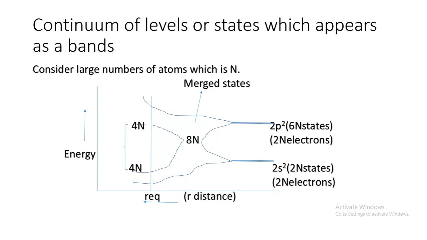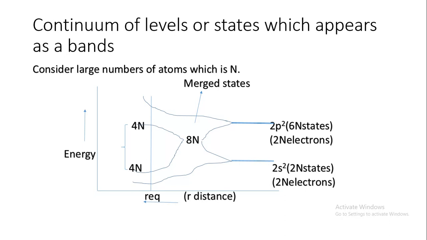So this is the distance. In future we will also see that the distance between two carbon atoms will be referred to as the interatomic distance, or interatomic spacing, we can say.